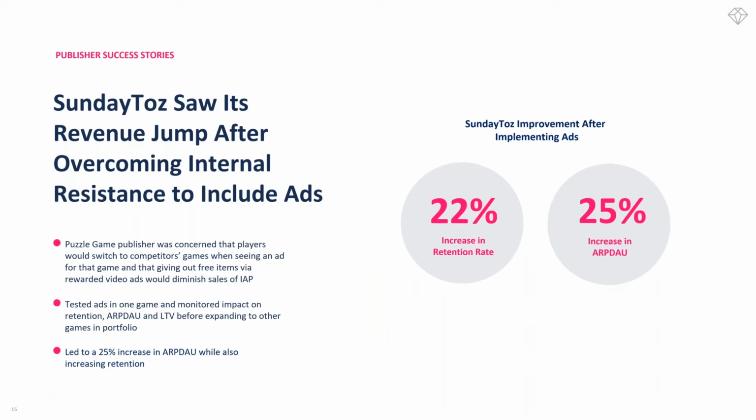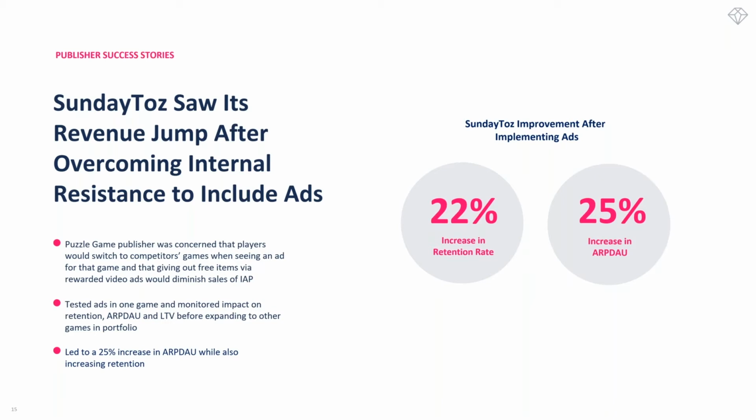Okay, so for this first one here, we see the big highlights. We're calling out 22% increase in retention rate, 25% increase in ARPDAU. And what does that actually mean? What's actually going on? Well, in this case, you have a puzzle game publisher who's concerned that people are going to switch to other games if they start seeing ads in their puzzle games, right? And so what they did is they started giving out free items via rewarded videos, but they were concerned that might diminish sales of IAP.